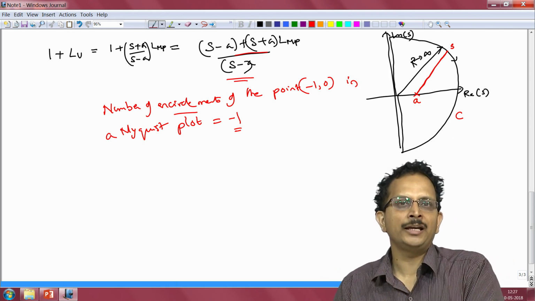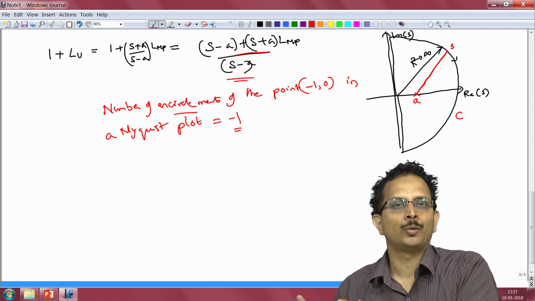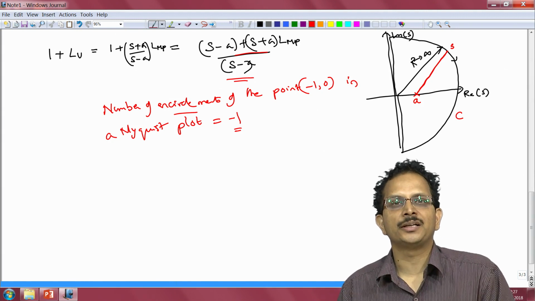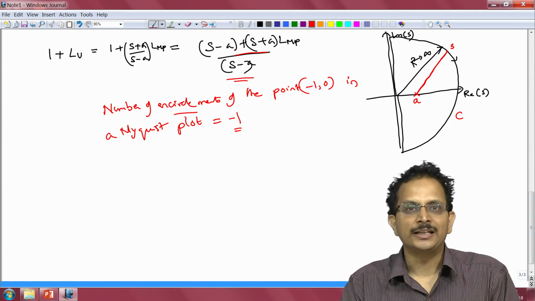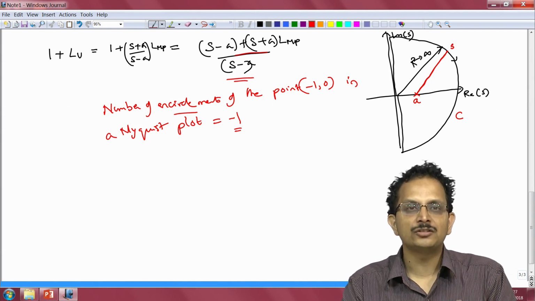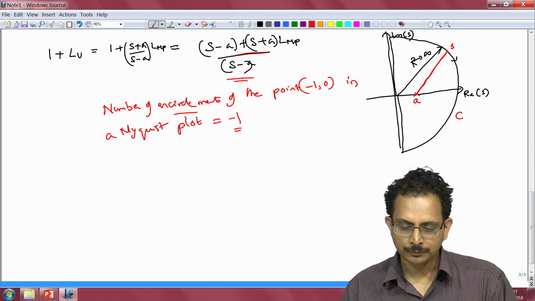The other is where the gain crossover frequency is between the two phase crossover frequencies, and the third is one where the phase crossover frequencies are both lesser than the gain crossover frequency, and see for which case it is that the Nyquist plot encircles the point minus 1 once in the counterclockwise sense.